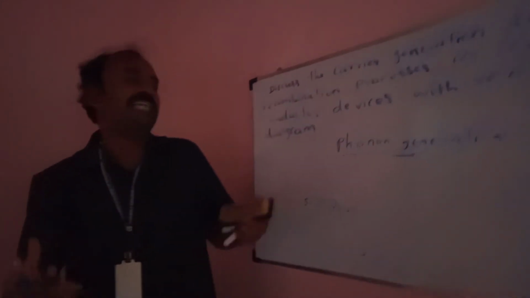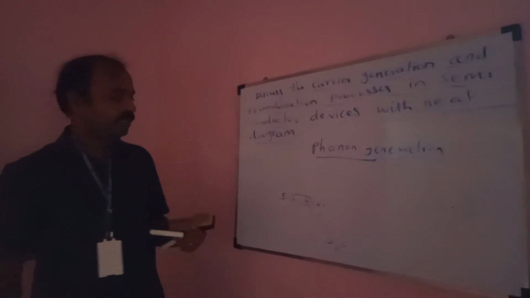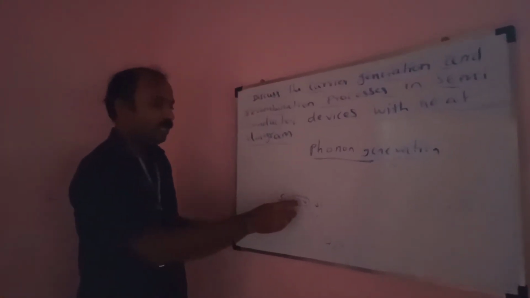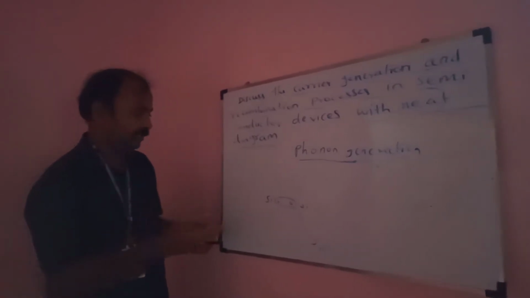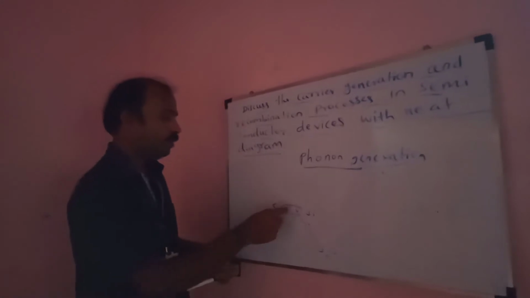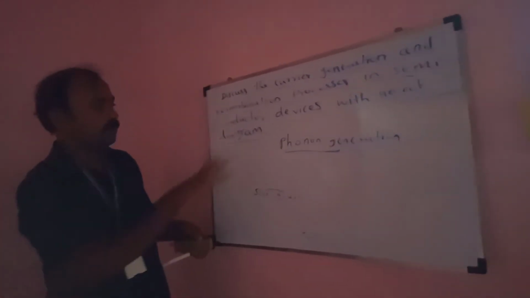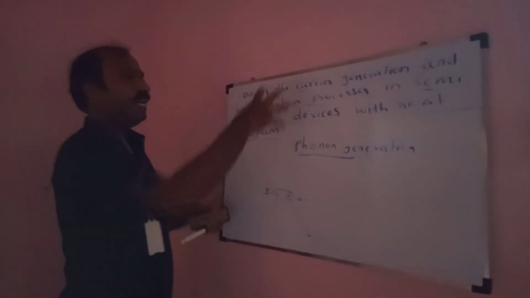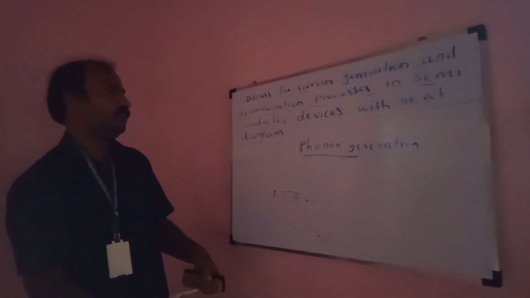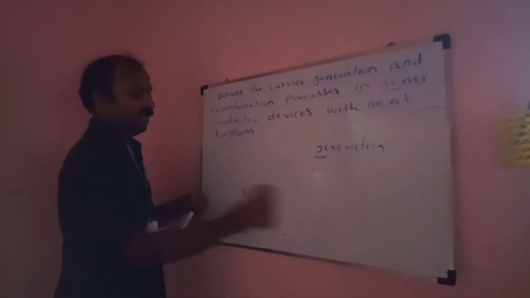The term phonon is nothing but the vibration of the lattice. Here the silicon lattice is vibrated. Based on this vibration, the covalent bond between two silicon atoms is broken, so that an electron comes out and automatically a hole is generated, a positive hole and a negative electron. This is a way of producing charge carriers, the second method of charge carrier generation.